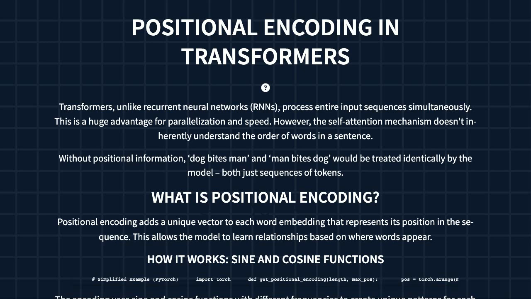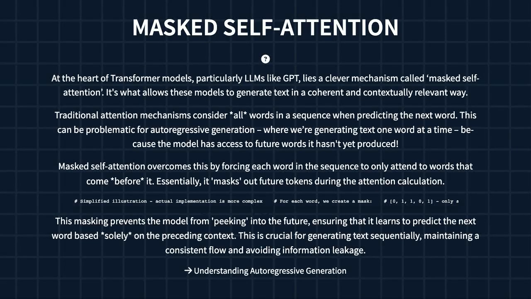Let's talk about masked self-attention. It's a really important part of how these powerful language models, like GPT, actually work. Imagine trying to write a story one word at a time. You wouldn't want the model to see what it's going to write later, would you? Traditional attention mechanisms let the model see everything ahead of time, which isn't ideal for building text step by step. Masked self-attention solves this problem by only allowing each word to pay attention to words that came before it in the sequence. It's like a little blindfold. It focuses on the past, ensuring the model generates text logically and coherently, one word at a time.